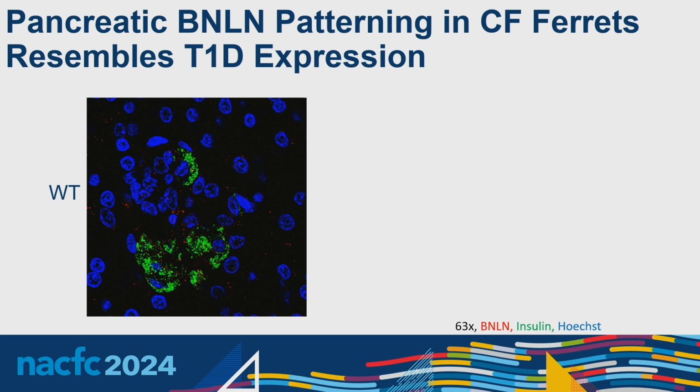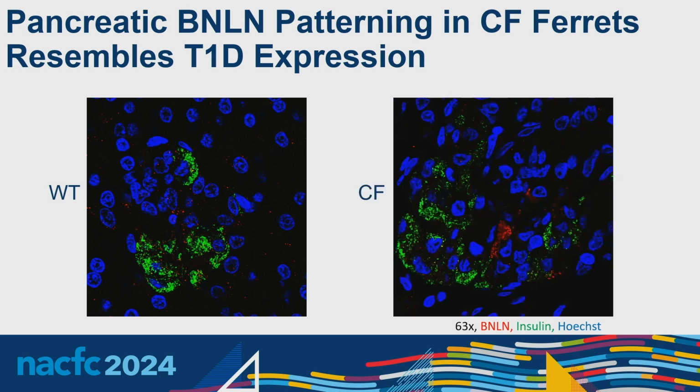So due to the generosity of the Engelhardt lab, we were able to get access to the ferret knockout model of CF. And here I'm showing a wild type ferret. This is in the age for phase 2, or that initial loss of beta cell mass and loss of glycemic control. You'll note some BNLN expression pattern throughout the cells, including in the beta cells and in the non-beta cells. And if we look at our CF animal, you'll see very, very similar patterning to what we saw in the type 1 diabetic, with that distribution throughout, but a very, very strong cluster not associated with the beta cell. Really wish we knew what that was. That is a high priority.